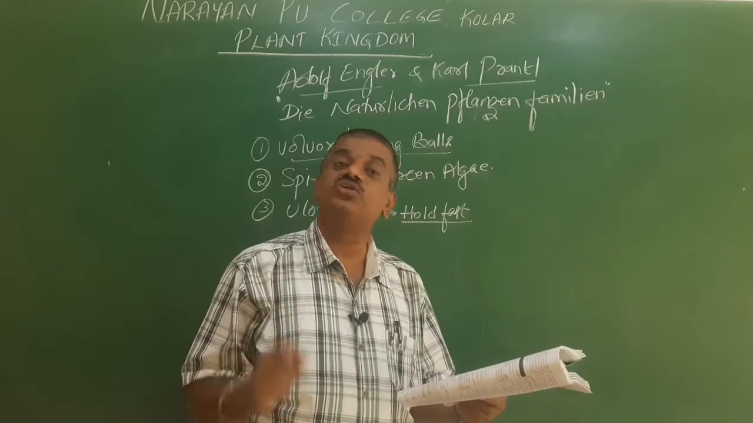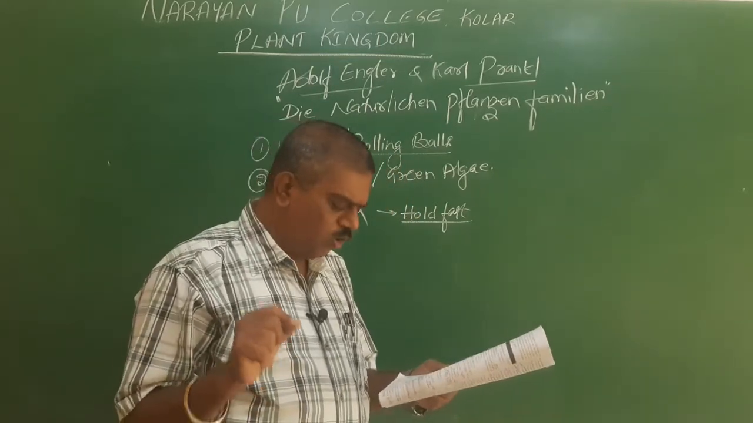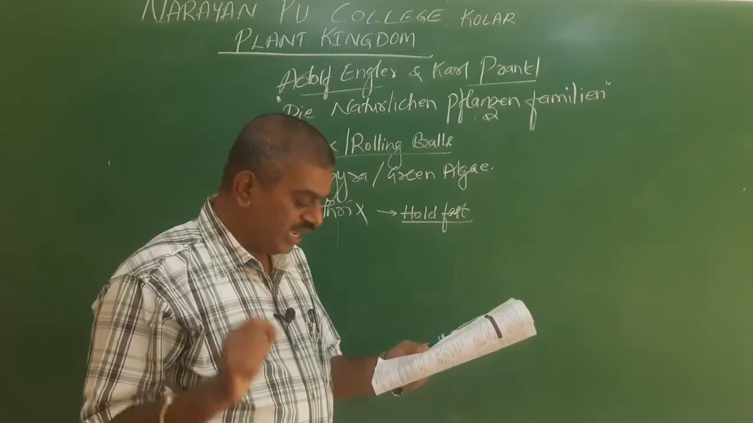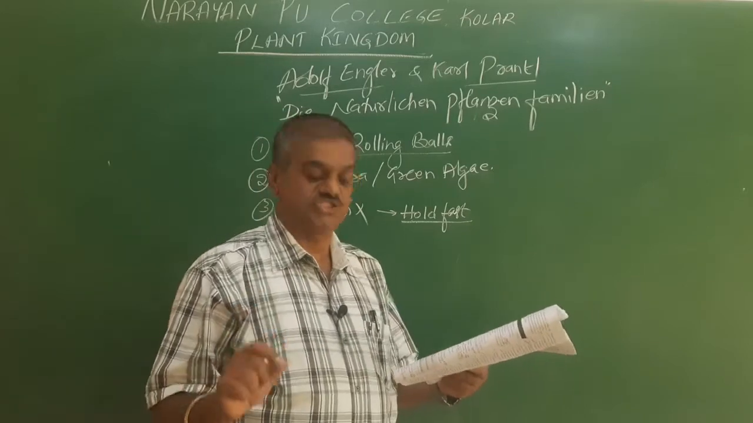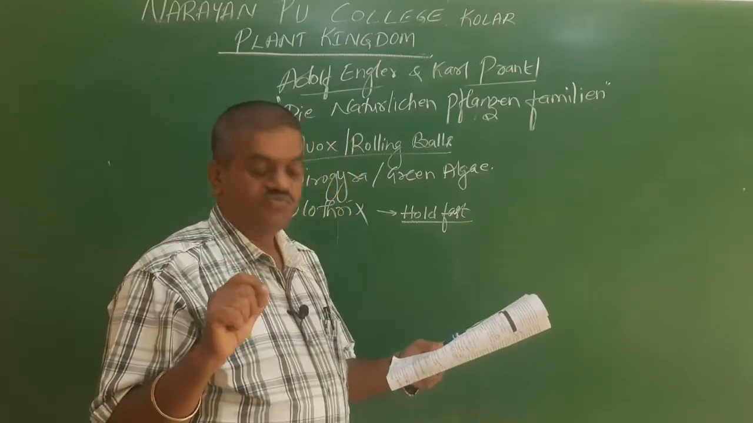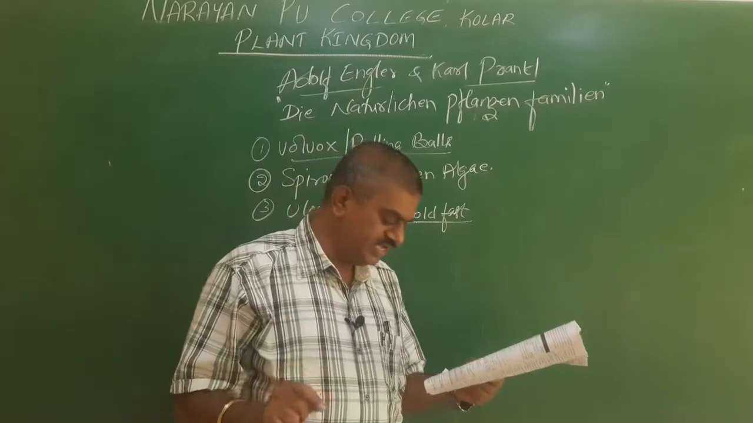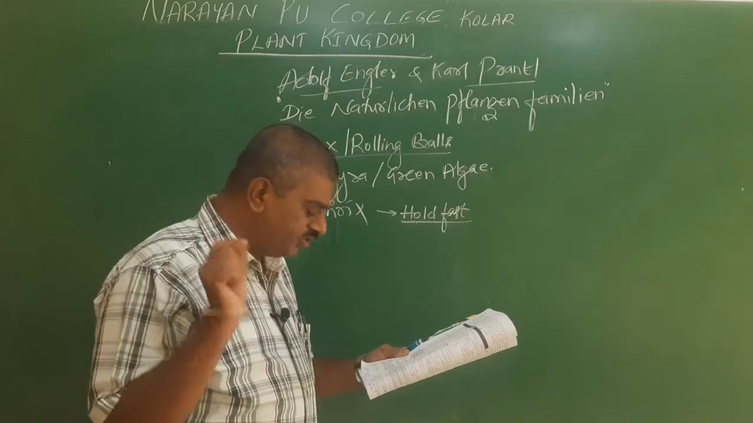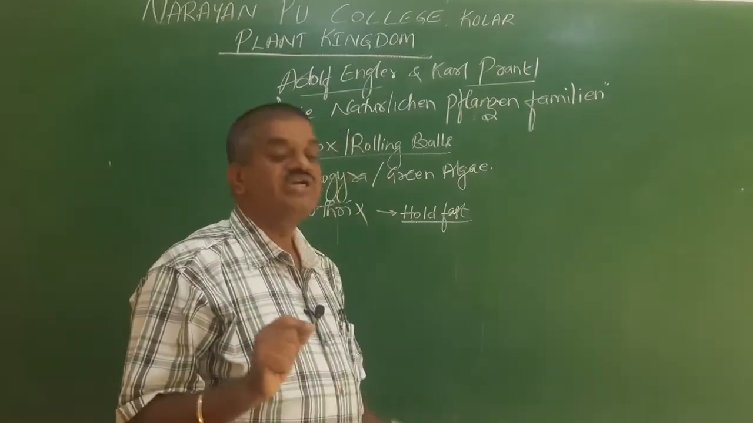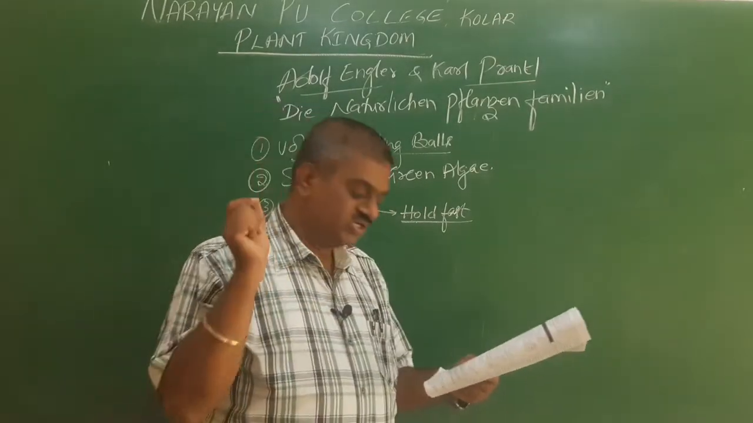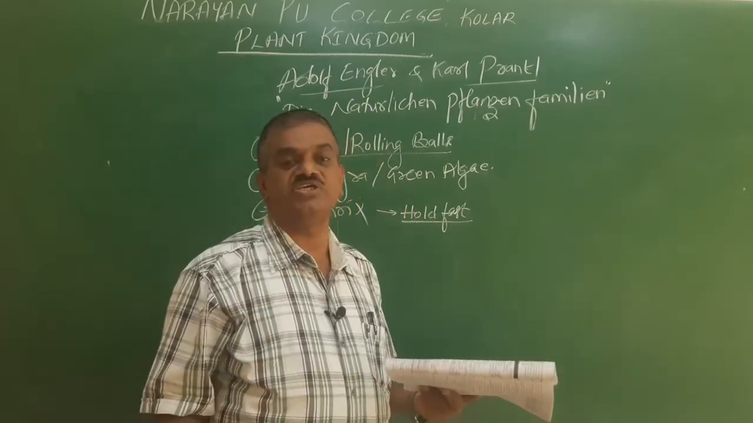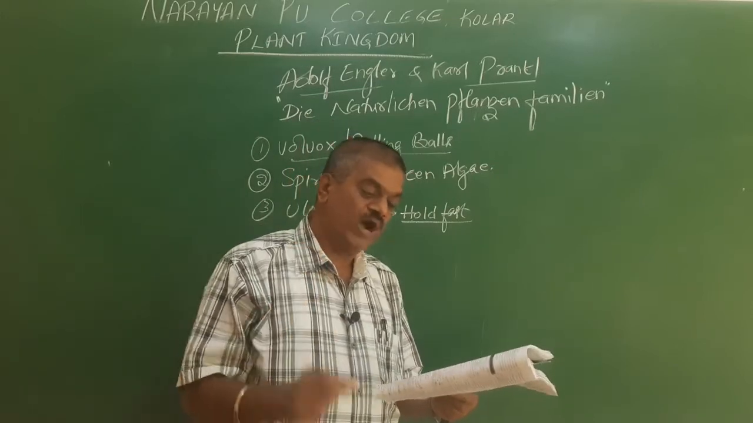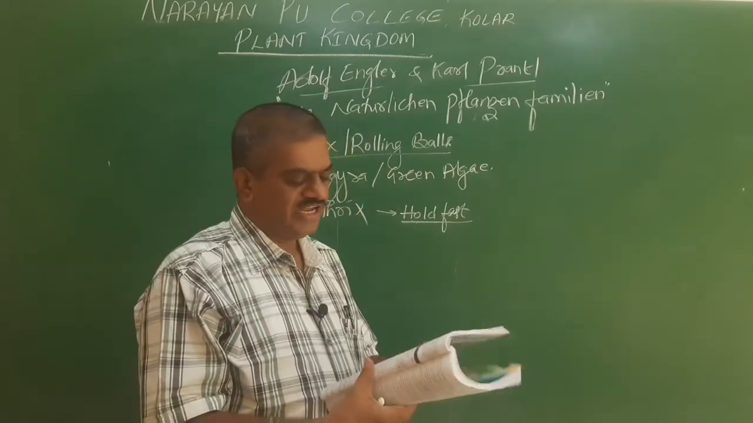The cell of Ulothrix has how many chloroplasts? Options: first one single, second one many, third one few, and fourth one two. So here the cell of Ulothrix has only one single chloroplast. So the first option is right. It is single, only one. So we go for the next question.